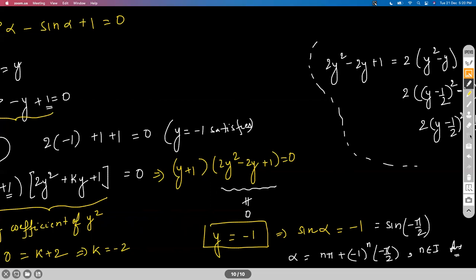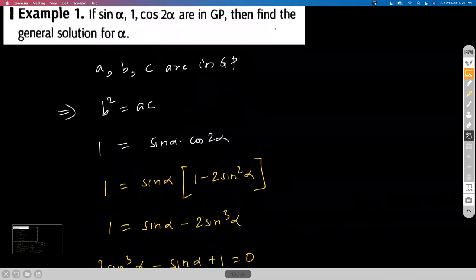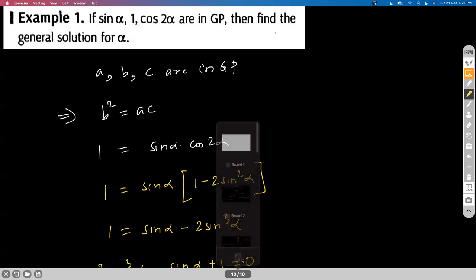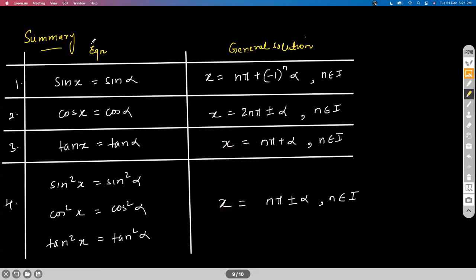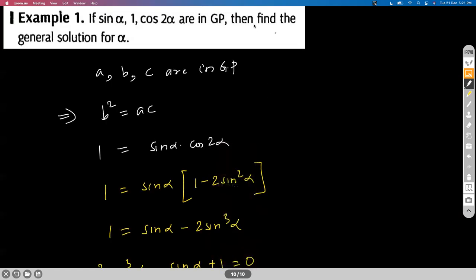Shall we go to the next question now? Okay, sorry, I think Harshita wanted me to take back to the previous slide. Yes, Harshita, if you want to copy something, you can do so. Fine. So we'll move on to the next question now.